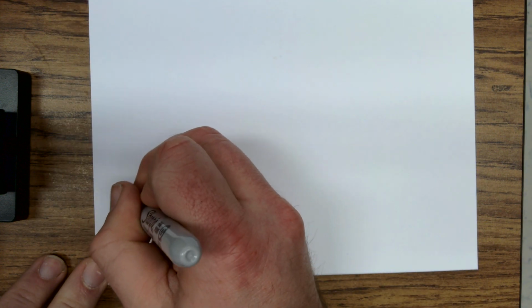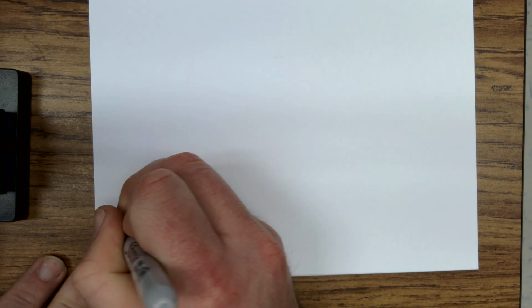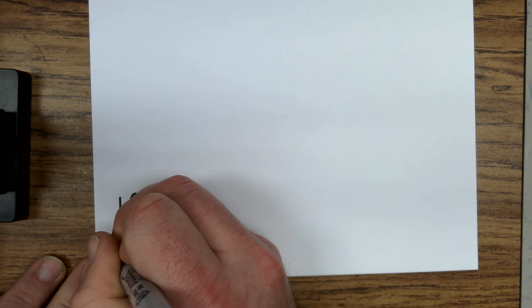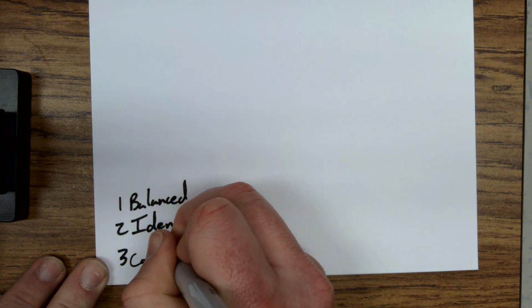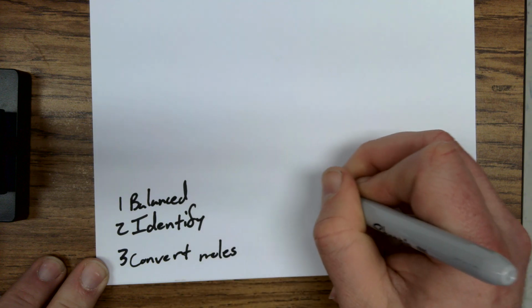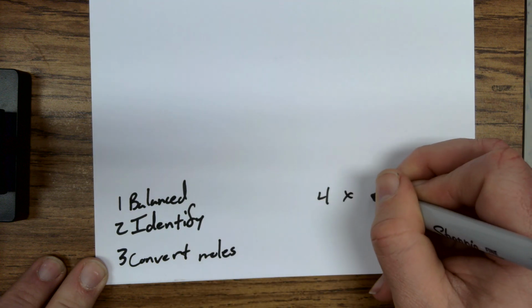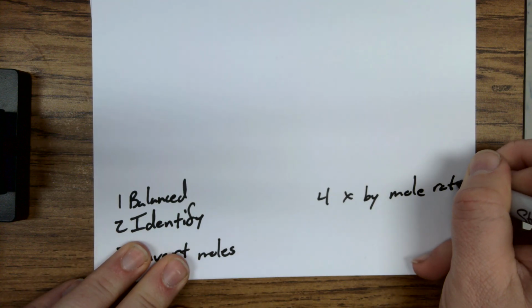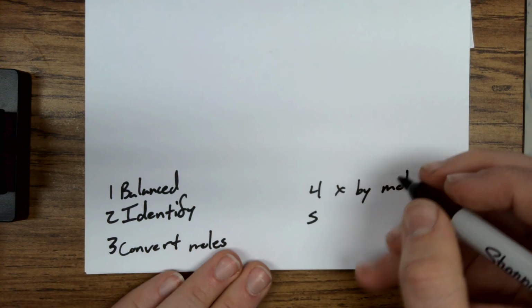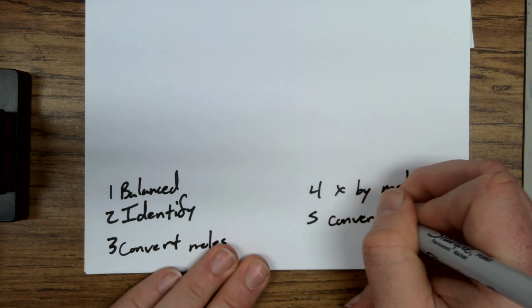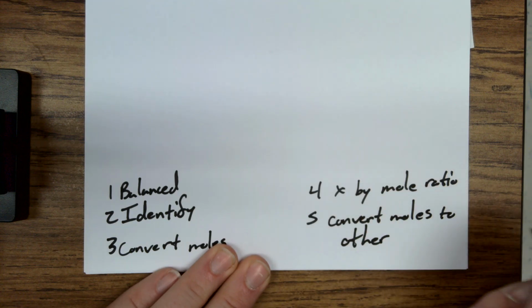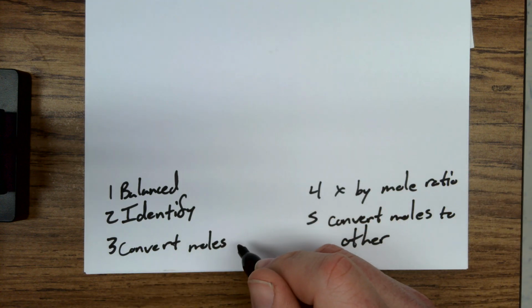If 1 is my balanced equation, 2 is identify my products, 3 is convert to moles, 4 is multiply by mole ratio, and 5 is convert my desired moles into something else. Do I need to do step 3? No, it's already done. Step 3 is already done.